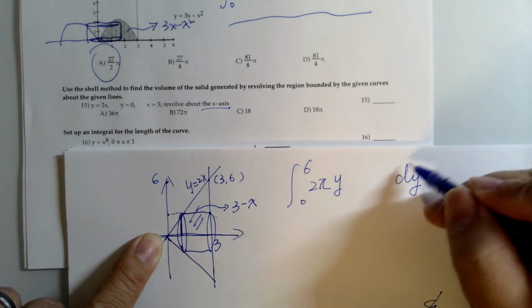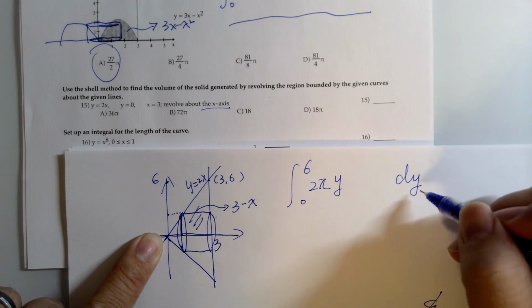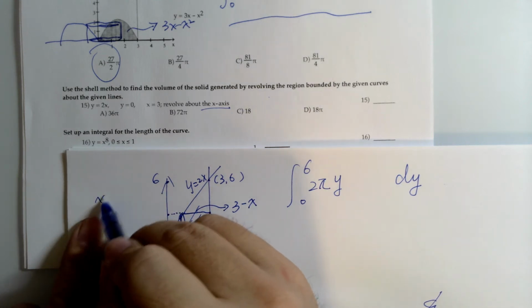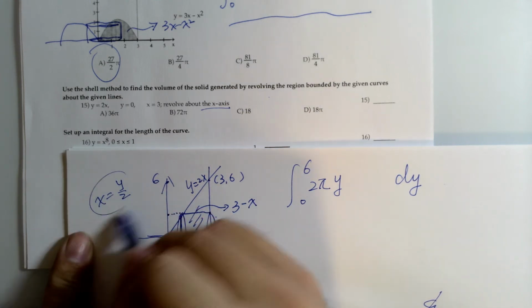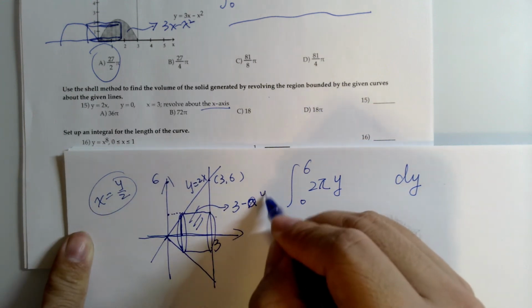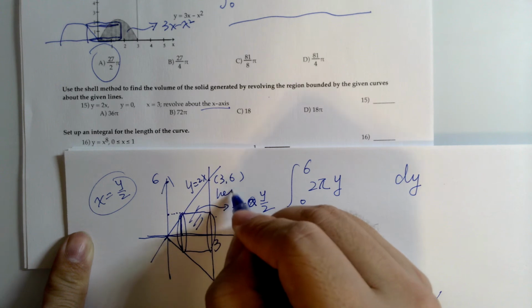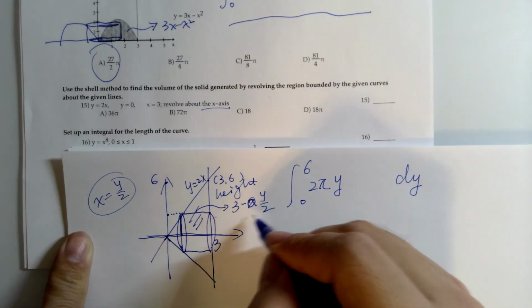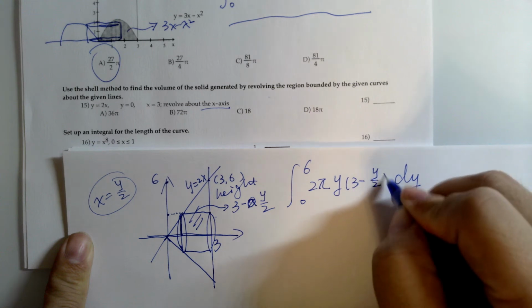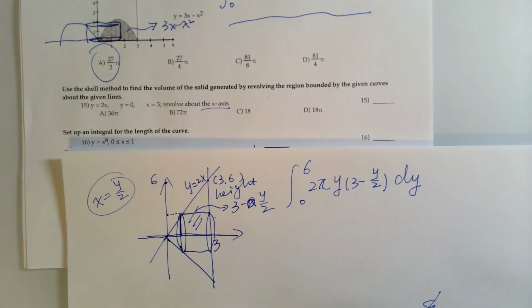But go back to what we have here. Our integral is about y. So we need to solve x in terms of y. That gives us x equals y over 2. Okay, so we substitute that part. So our height is exactly 3 minus y over 2. So that's 3 minus y over 2. So that sets up the volume integral.